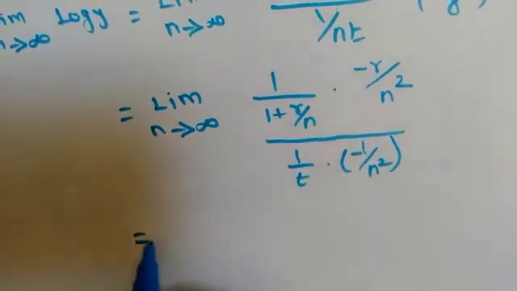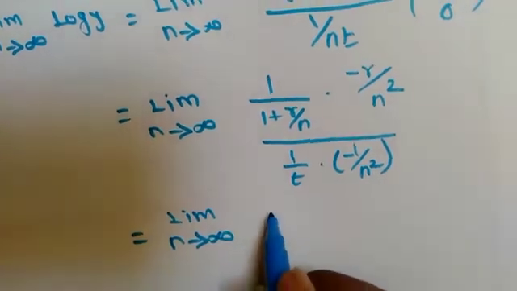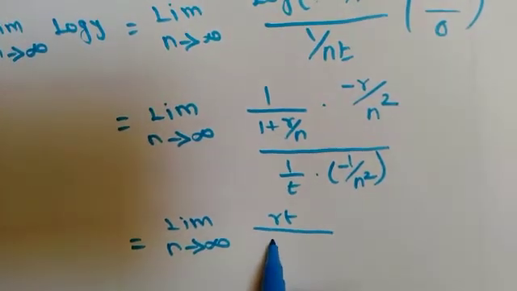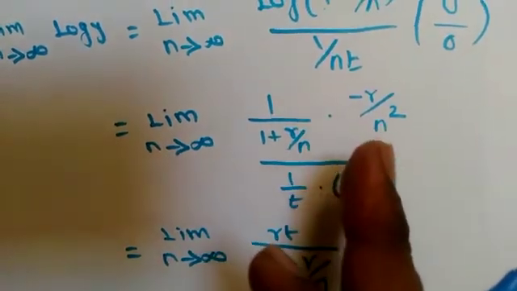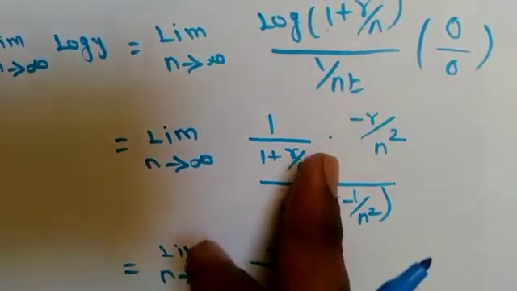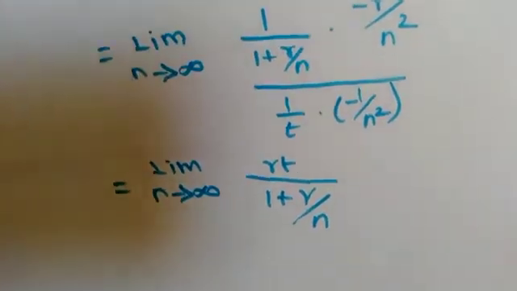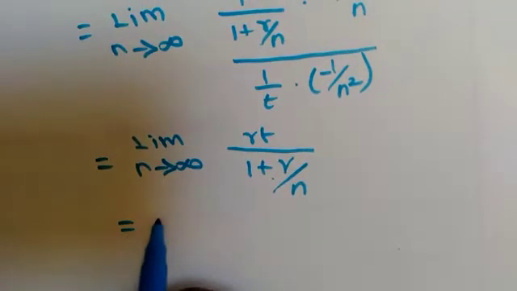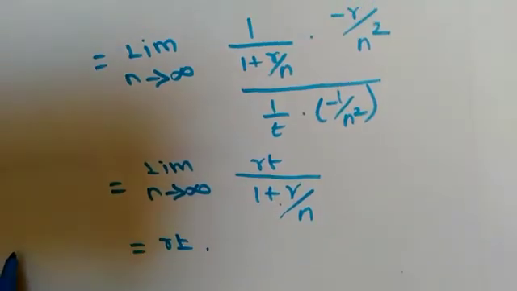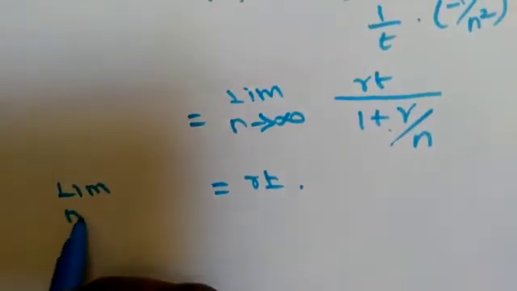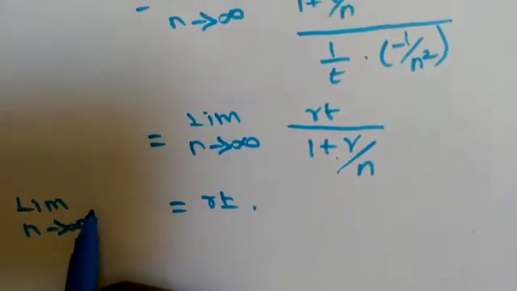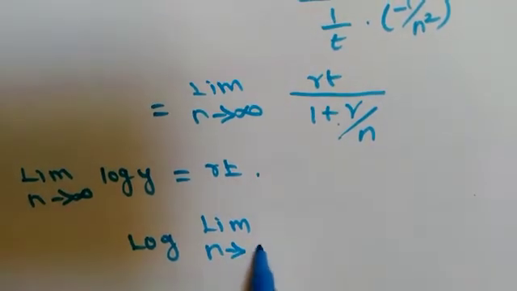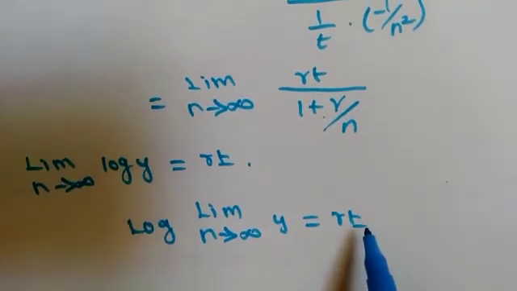So what do you get? Limit n tends to infinity of rt divided by (1 + r/n). This t goes to the numerator, rt, and this 1 + r/n comes in the denominator. Now apply the limit. n tends to infinity, r by infinity is 0, so 1 plus 0 we get 1, so rt will come. Then what is the left-hand side? Limit n tends to infinity of log y, this log comes outside the limit, so log of limit n tends to infinity of y is equal to rt.